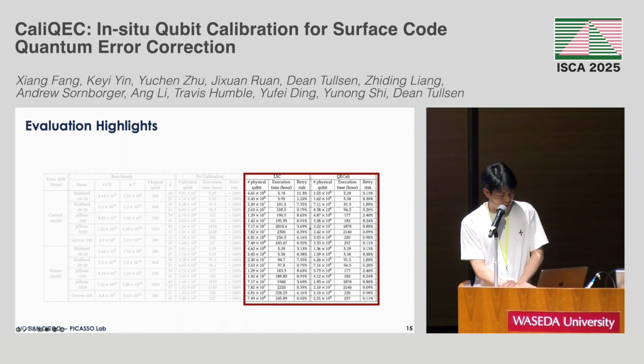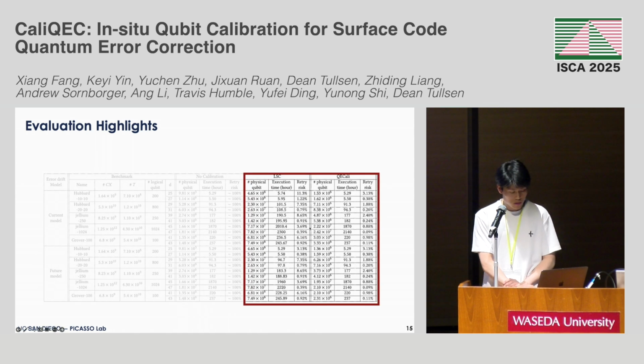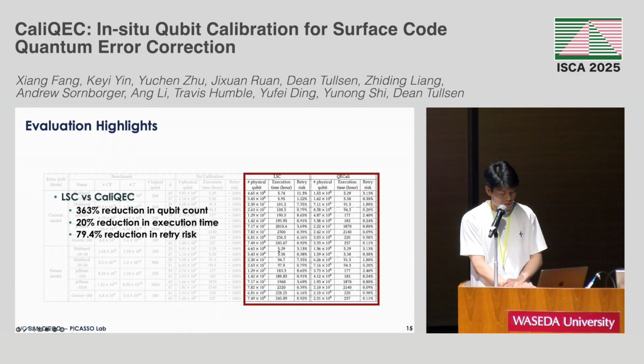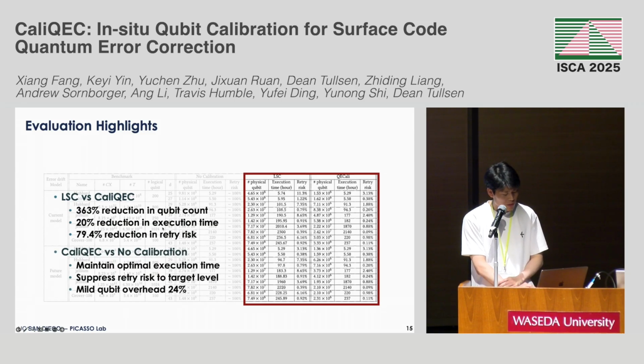And when comparing our framework with the baseline, we can see that there is a significant reduction in the qubit count, the execution time, and the retry risk. This is because we don't need to set aside extra space to accommodate the logical state being transferred, and we reduce the number of logical operations due to the transfer, right? So we reduce the execution time and the retry risk. We introduce less error.